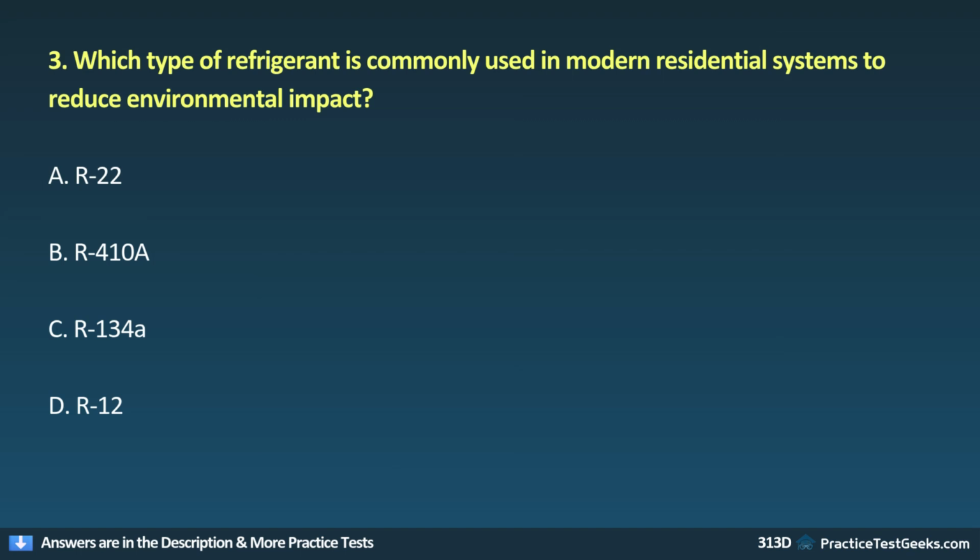3. Which type of refrigerant is commonly used in modern residential systems to reduce environmental impact? A. R22, B. R410A, C. R134A, D. R12.